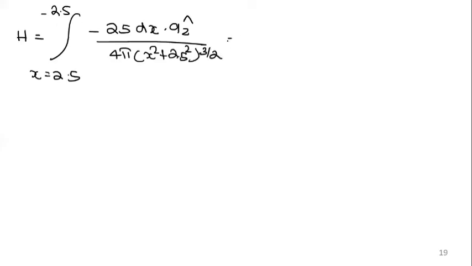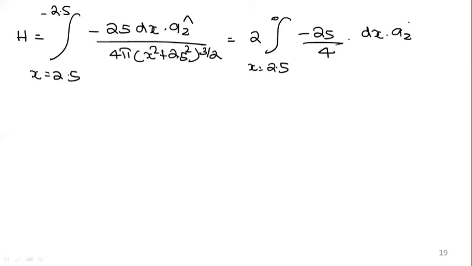3 by 2. You might have studied in mathematics that integral from minus 2 pi to plus 2 pi is equal to 2 times integral from 0 to 2 pi. Have you studied that? Yes, sir. That same procedure we use here. 2 times integral x from 2.5 to 0, coming down, of minus 25 by 4 into dx into az divided by x square plus 2.5 square, the whole raised to 3 by 2.